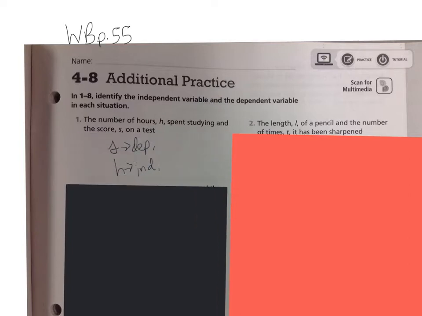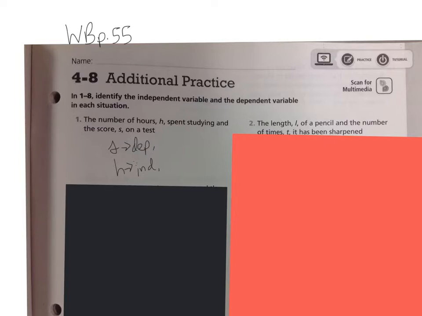Workbook page 55, looking at a few more examples here. Identifying our independent and dependent variables. Number 1, the number of hours H spent studying and the score on the test. So does the hours you spend studying depend on your score on the test, or does your score on the test depend on the hours spent studying? So S would be our dependent and H is independent. The score we get on a test, our grade on our test, depends on how long we studied, generally speaking.